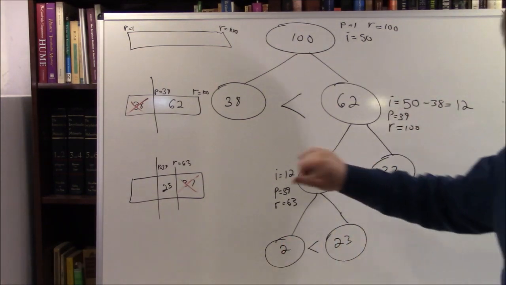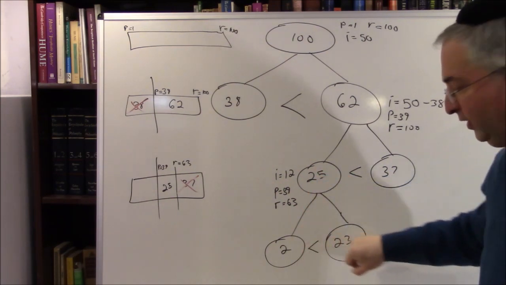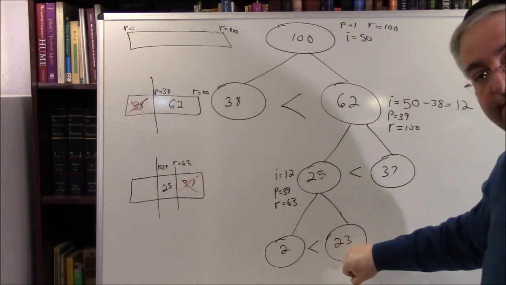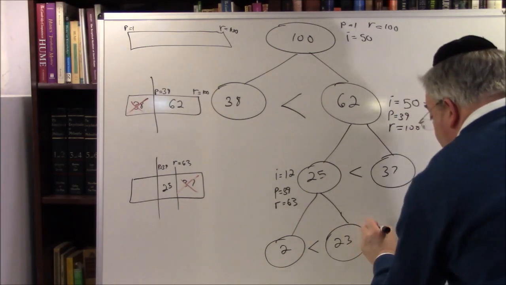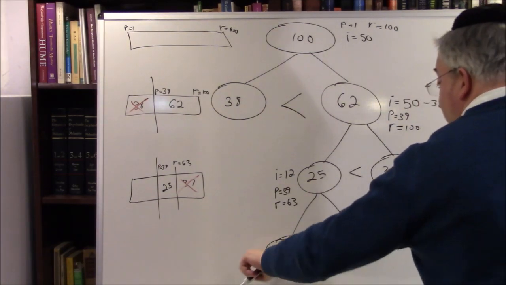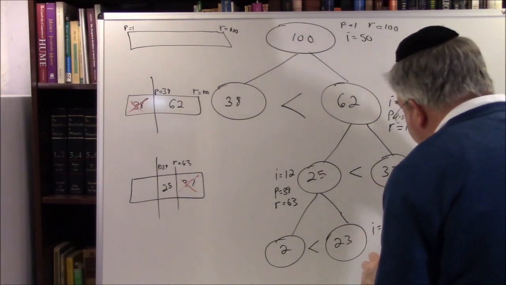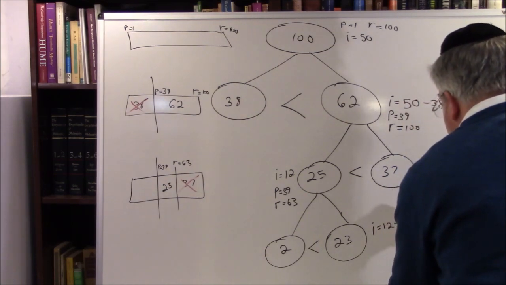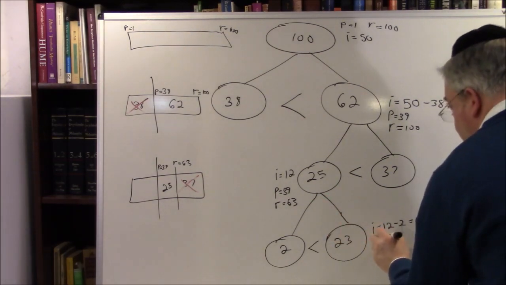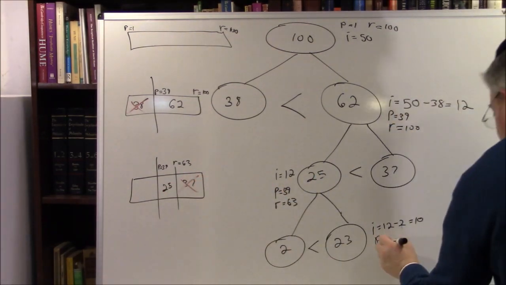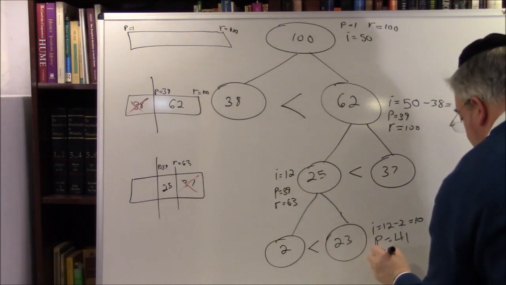Great. Where's my 12th from the bottom here? In here or in here? Answer: it's in here. Okay, let's just go through it. What's I going to be here? I is no longer 12 because I chopped out 2 of them, so it's going to be 12 minus 2, which is equal to 10. Okay, and now P is not going to be 39 anymore because we're going to move up 2, so P is equal to 41. And we don't change R. R is equal to 63.